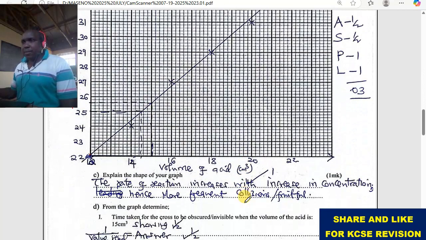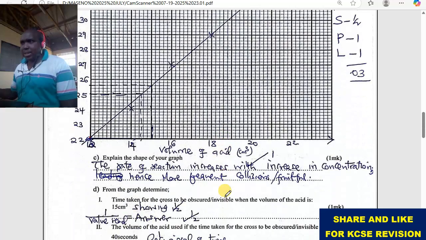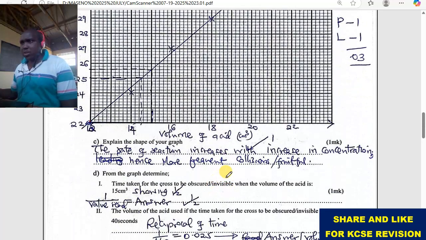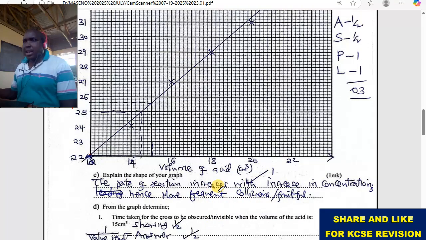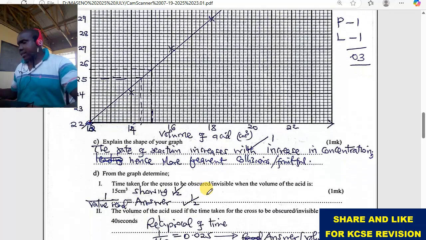Now this is the graph. Explain the shape of the graph. Why is the shape of the graph the way it is? It means that the rate of reaction increases with an increase in the concentration. Hence more reagent, more frequent collisions occurring. Are you seeing that? That is very correct. That's very true. Remember the factors that affect the rate of reaction.